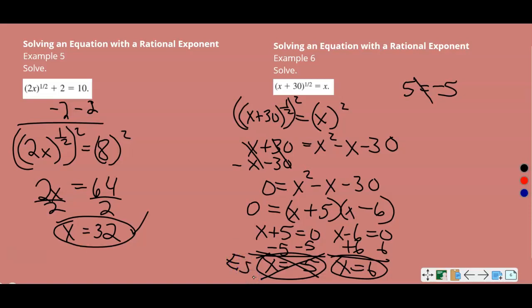It's not a solution. 6, plug in 6. 6 plus 30 is 36. The square root of 36 is 6. Does that equal 6? It does. That's a true statement. So that means that one is a true solution. So there's only one solution here. X equals 6 is the solution for example 6.